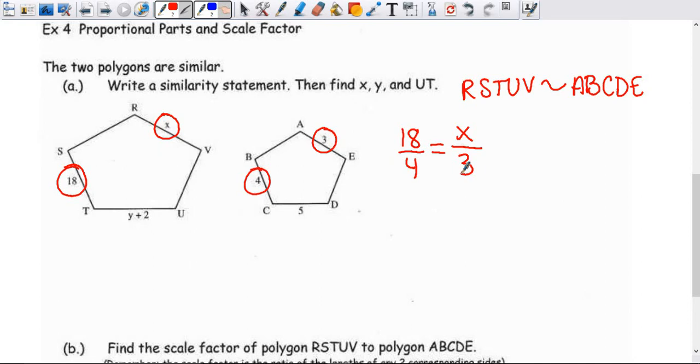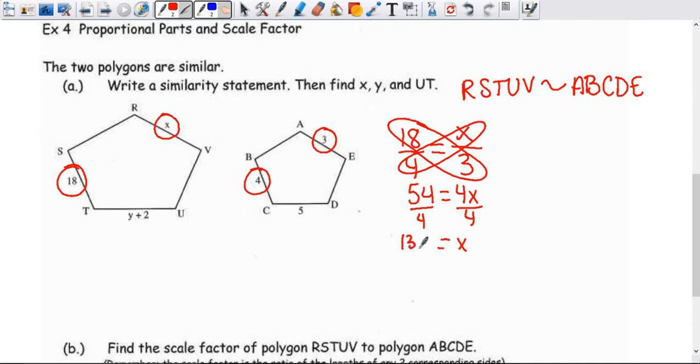All right? And now we'll cross multiply and solve. So 18 times 3 is 54, and 4 times X is 4X. So we divide by 4, and X is 13.5. So we've got one of our answers. Now, finding Y, I'm still going to use 18 over 4. And now, instead, I want to find Y.